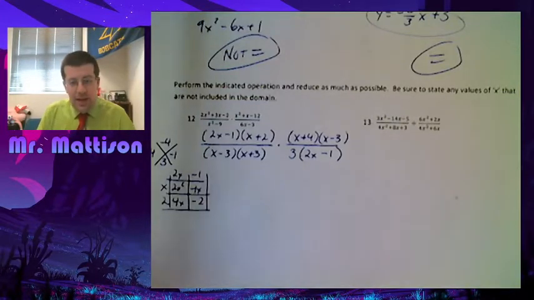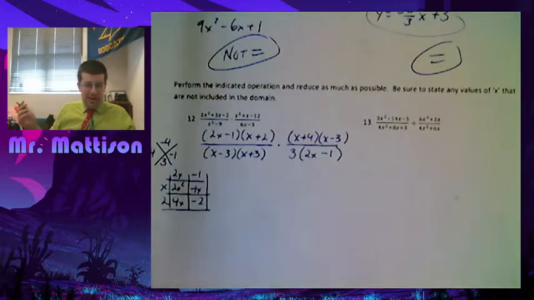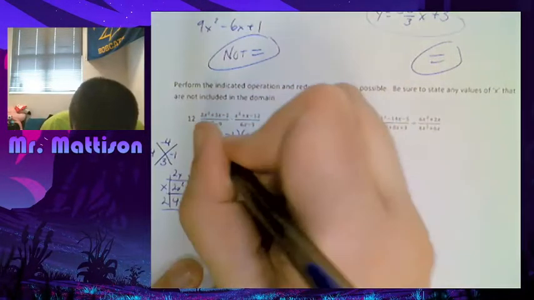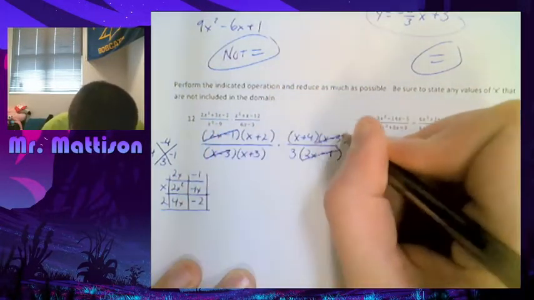Okay, so now it's all being multiplied. So I could rewrite it as one big fraction, but I'm not going to waste time doing that. I'm just going to start to cancel out now. So I have 2x minus 1 here and here, x minus 3, x minus 3.